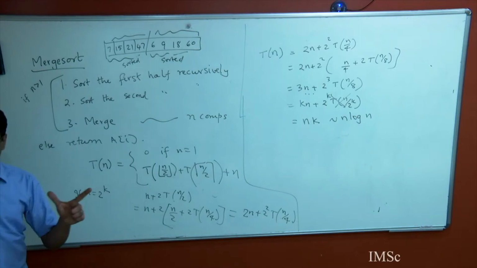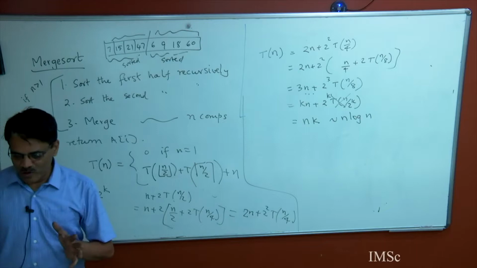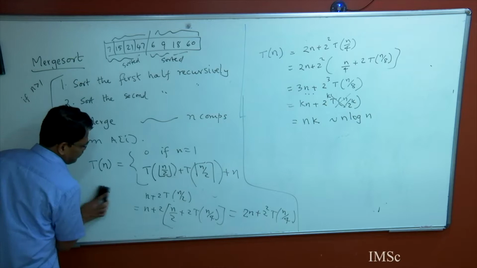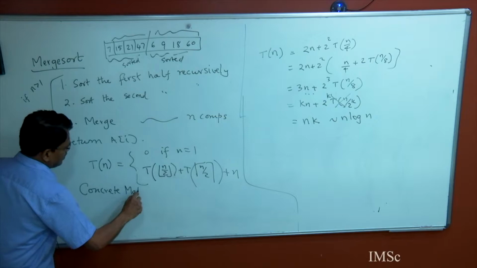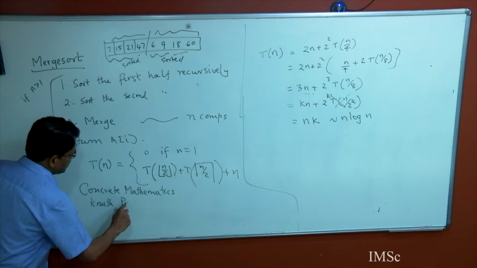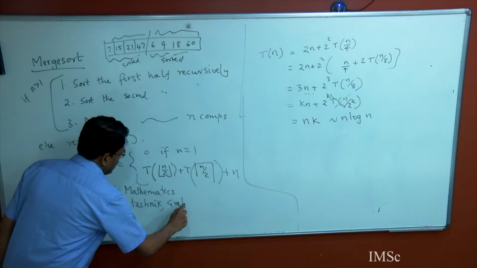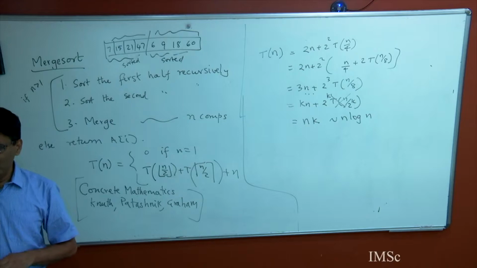Now, if you really want an exact solution for these kinds of recurrences, I would refer you to this book, Concrete Mathematics. Some of your math students should be interested in this. This is due to Knuth, Patashnik, and Graham, where you can look at equations like floors and ceilings and try to compute the exact solution. It's a whole interesting, fun set of things.